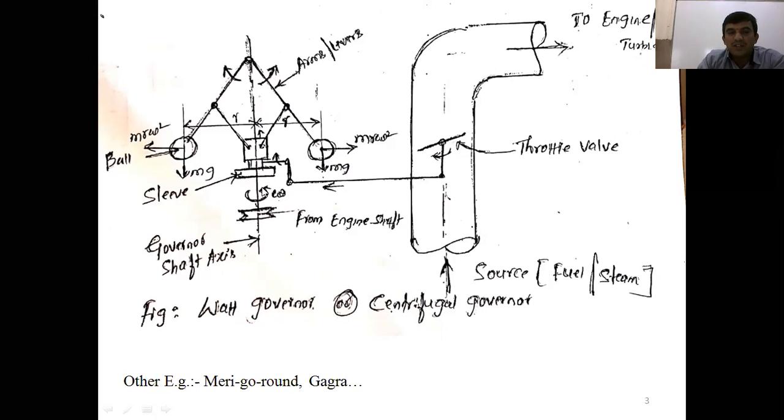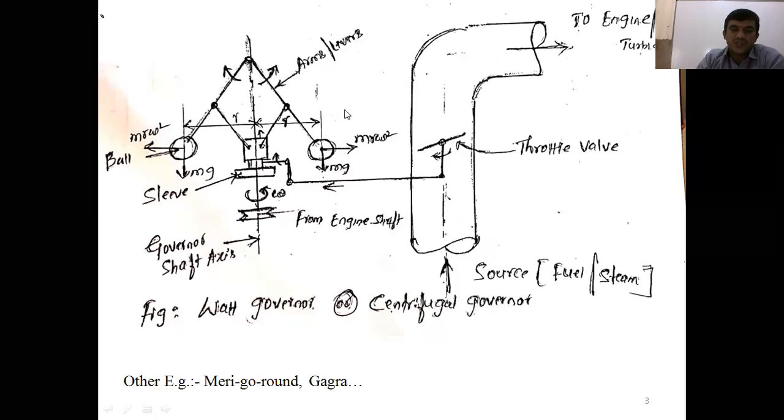Due to the movement of the sleeve up and down, the throttle valve also opens and closes. That controls the amount of fuel or steam supplied to the engine. There's a pipe connected here, and in that one the throttle valve opens and closes. That controls the amount of fuel supplied to the engine or turbine.